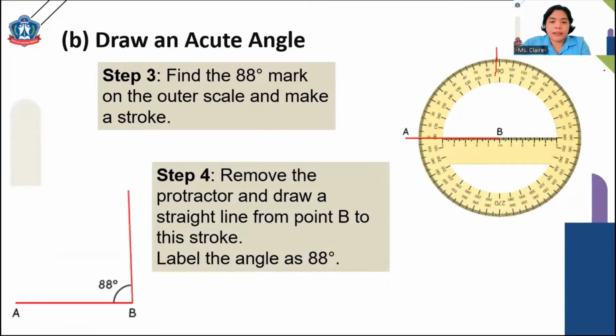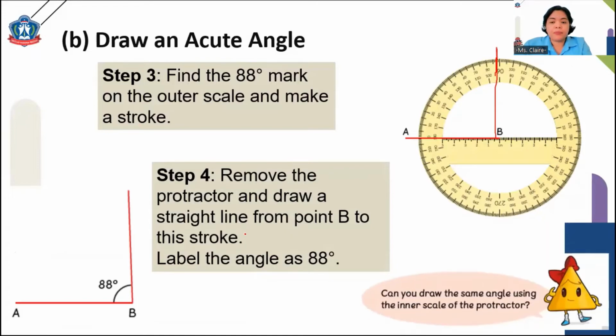So you can have the 88. You can actually make a line here. So it will become an 88 degrees angle. So that's how to draw an acute angle. The same with drawing an obtuse angle.